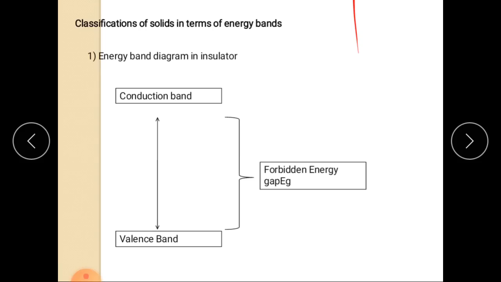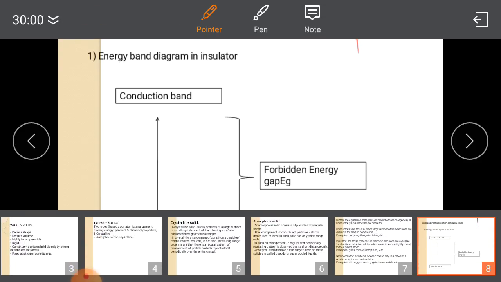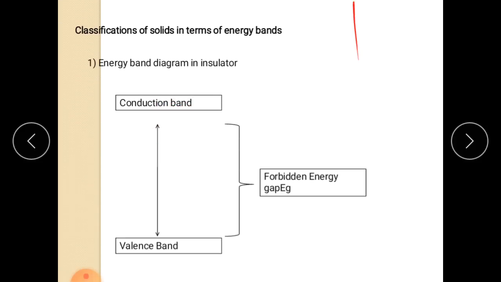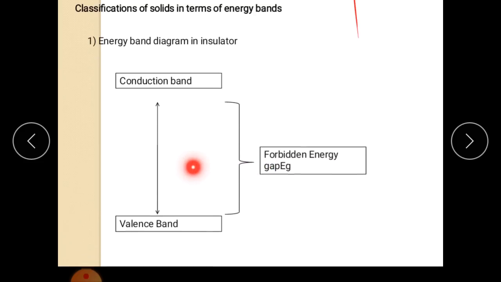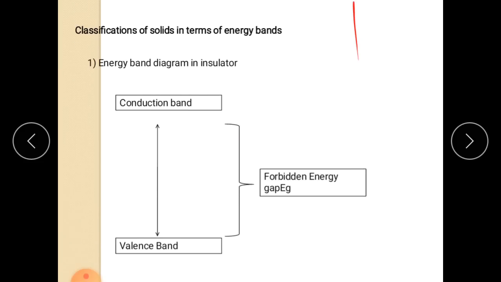The difference between the valence band and the conduction band is called the forbidden energy gap. It is denoted by Eg.